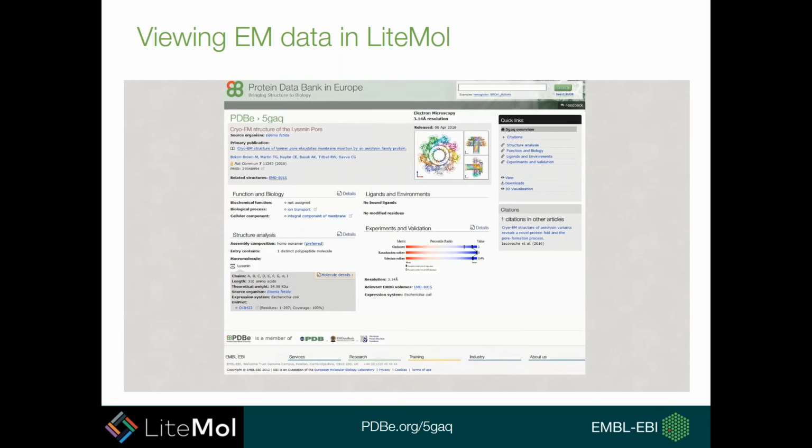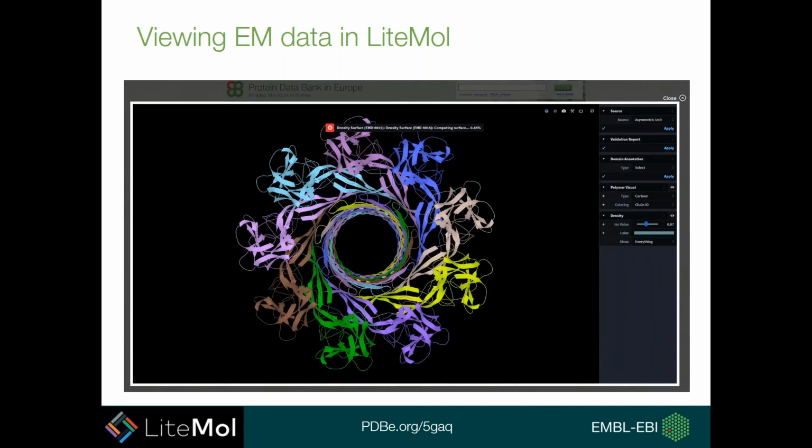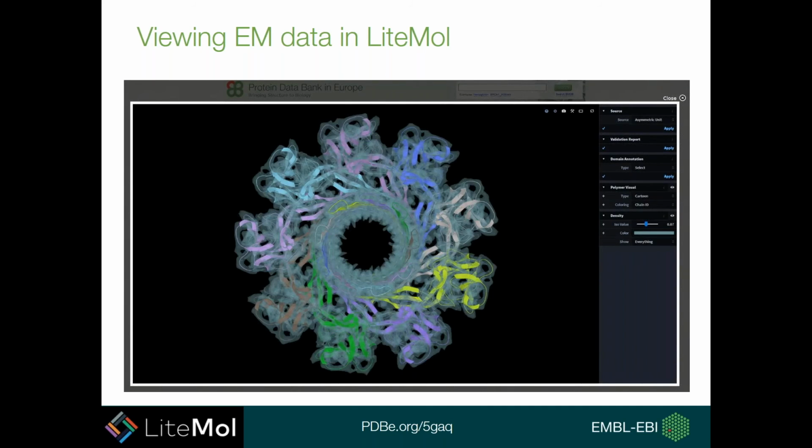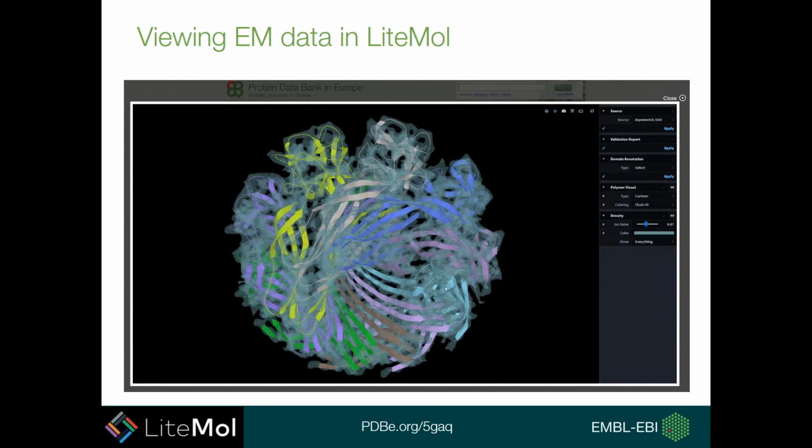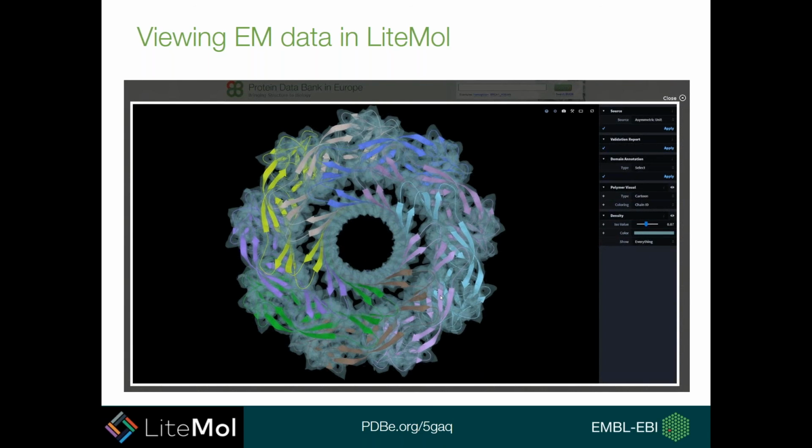So here is an example of viewing EM data using LiteMol. If you click on 3D visualization, this will open up the LiteMol window. The structure will load initially, and then the map will also load afterwards. You can then interactively view all of these together with the map around the structure. As you can see here, the structure fits very well into the map that we've got.